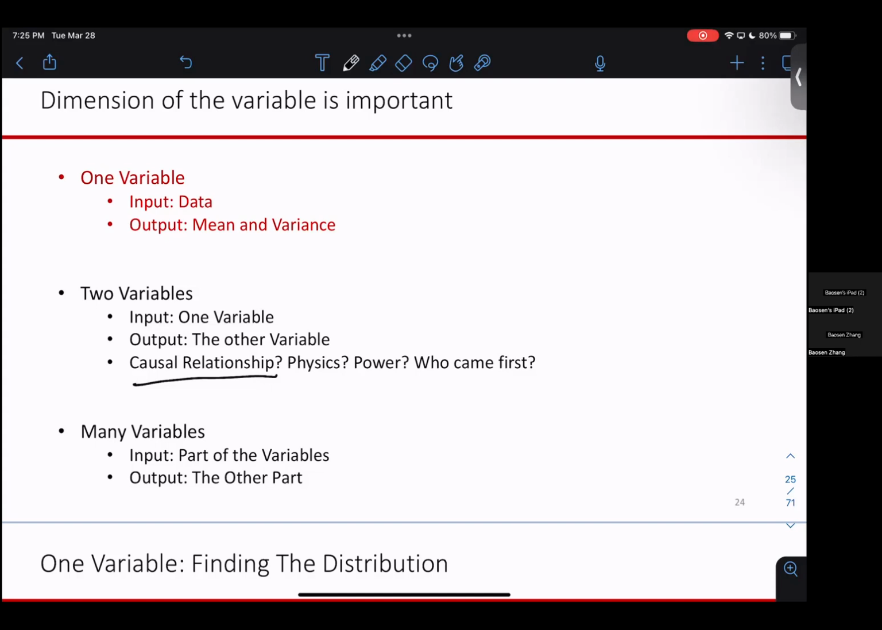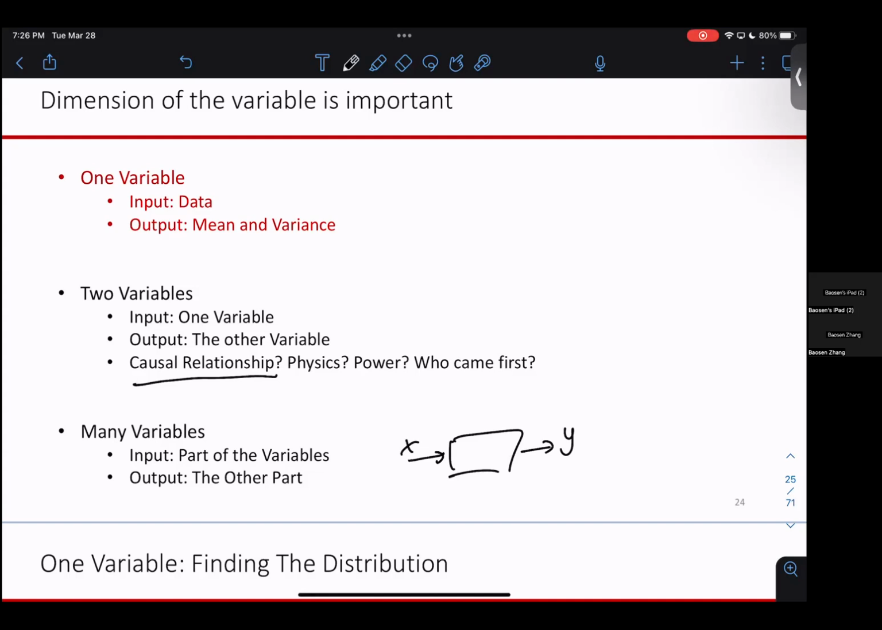Your boss really wants something causal. Did A cause B? Your job is to be very careful about those kinds of things. Okay, and then we'll look at data. When you have many, many variables, we'll basically divide part of the variables into the input, part into the output. So we'll have a box, X coming in, and Y coming out.